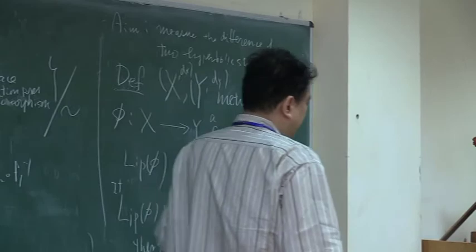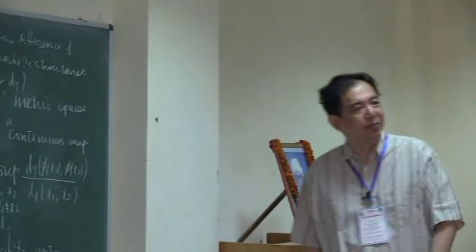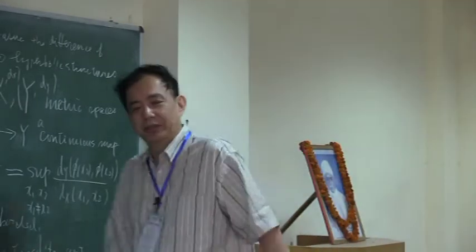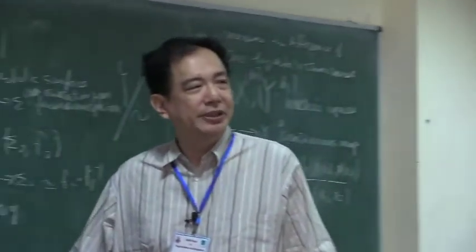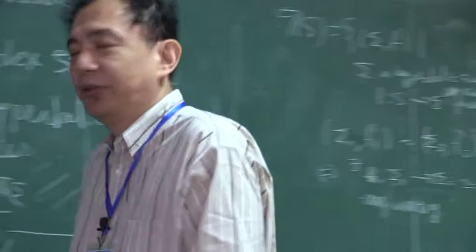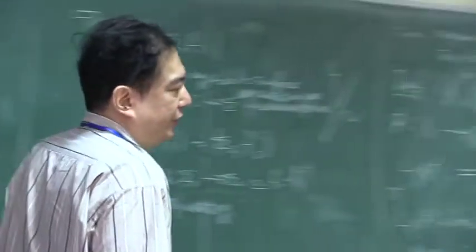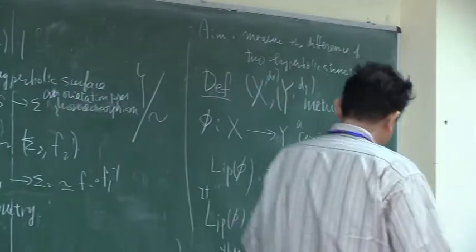Okay. And so instead of the quasi-conformal map, which was used in the Teichmüller metric, we would like to use these Lipschitz maps to measure the difference of the two hyperbolic structures.